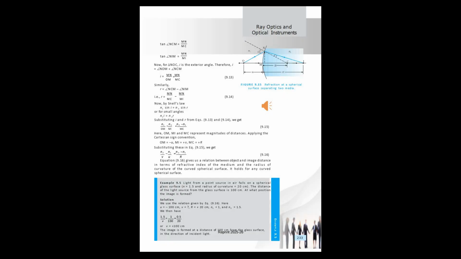Substituting this in the equation 9.15, we will get the equation as n2 by v minus n1 by u equal to n2 minus n1 by R. This equation 9.16 gives us the relation between the object and the image distance in terms of refractive index of the medium and the radius of curvature of the curved spherical surface. It holds for any curved spherical surface.